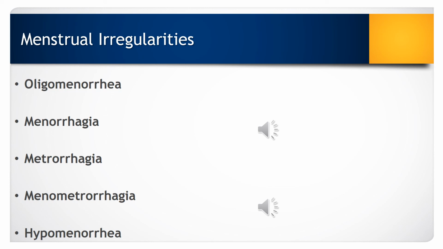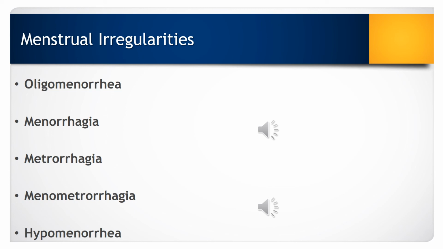hypomenorrhea, and this is less bleeding. So she's having her regular cycle. She's having a cycle every 28 days. She's having a bleed every 28 days. However, that bleeding is small or scant in comparison to what it normally is. And so that difference between hypomenorrhea and oligomenorrhea: hypo, normal cycle, small amount of bleeding.